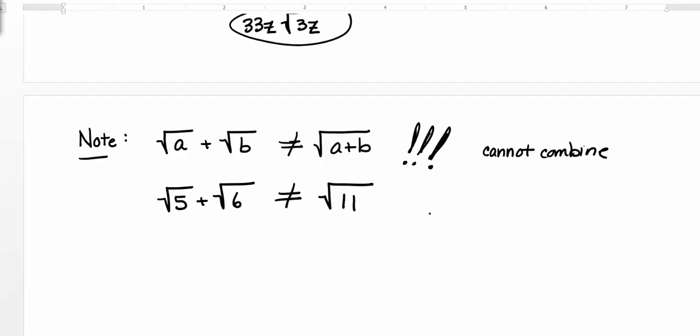This is very, very important. So I don't ever want to see any of you do that, okay? So remember, unless the radical terms are alike, you can't just add the insides. So I'm going to leave you with that thought, and then we'll talk about multiplying and dividing radicals.